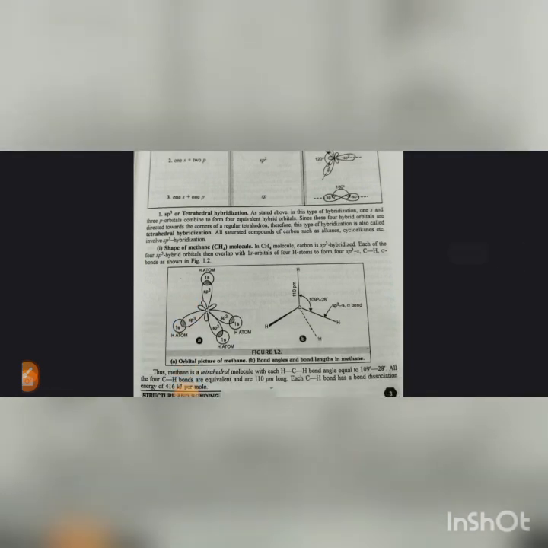First is sp3 or tetrahedral hybridization. As stated above, in this type of hybridization, one s and three p orbitals combine to form four equivalent hybrid orbitals. Since these four hybrid orbitals are directed towards the corners of a regular tetrahedron, this type of hybridization is also called tetrahedral hybridization. All saturated compounds of carbon such as alkanes and cycloalkanes involve sp3 hybridization.